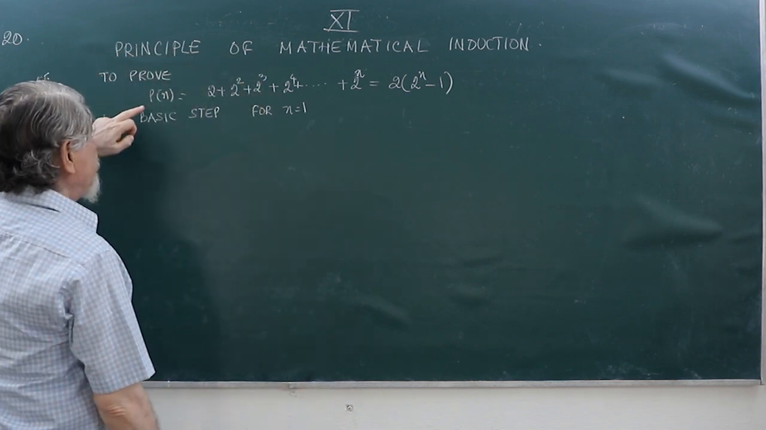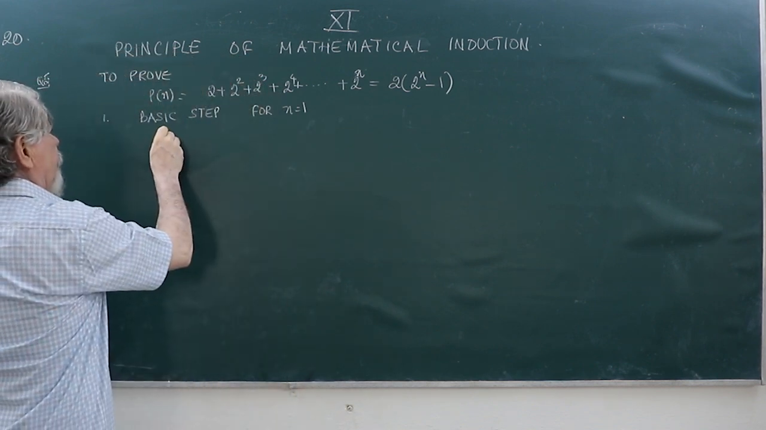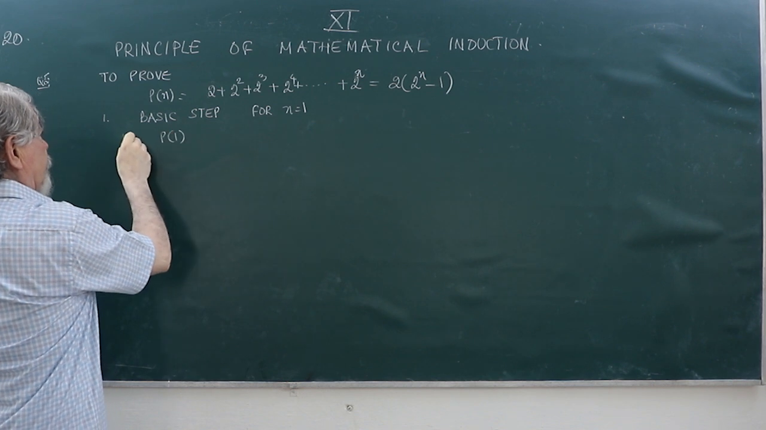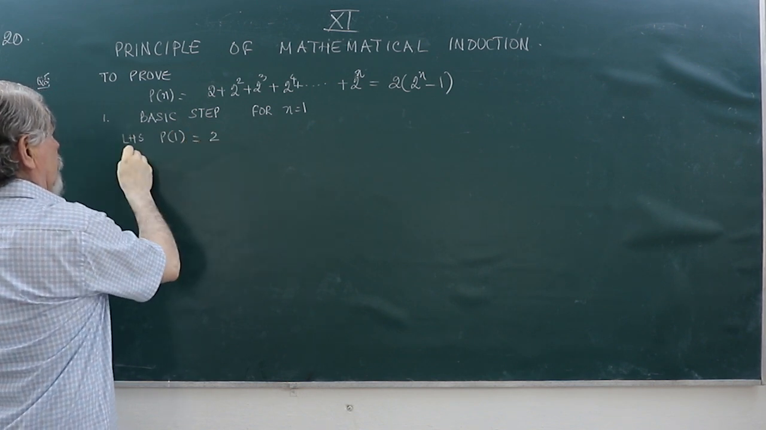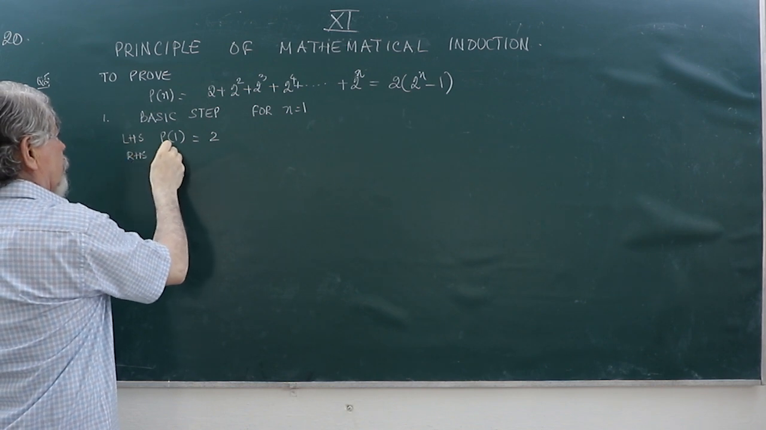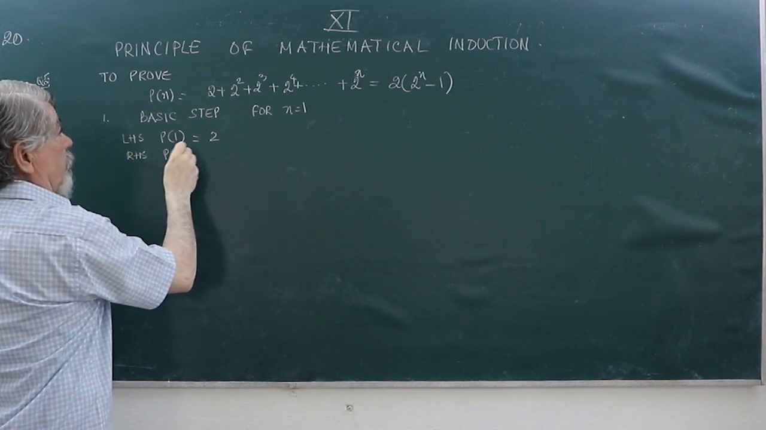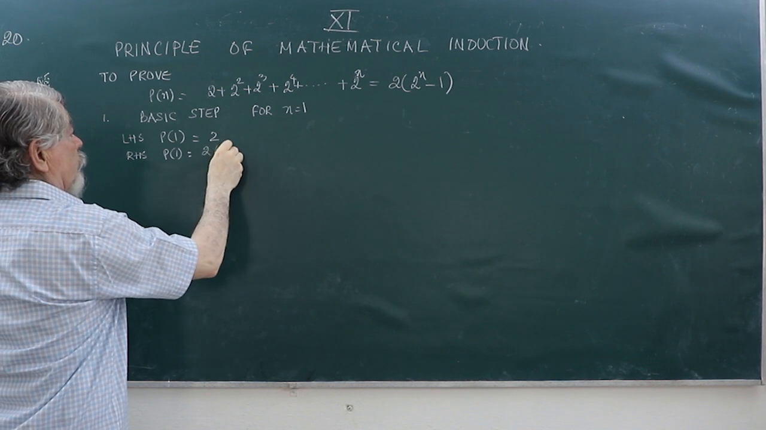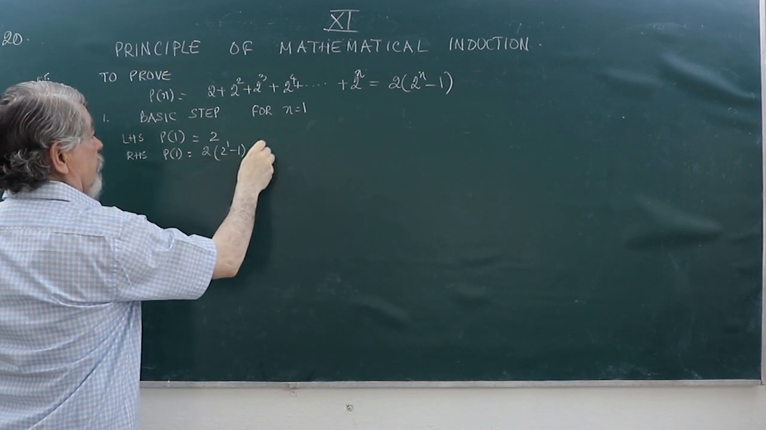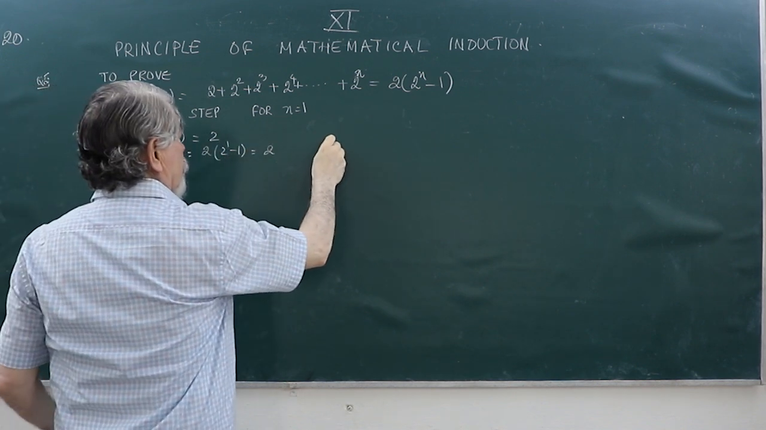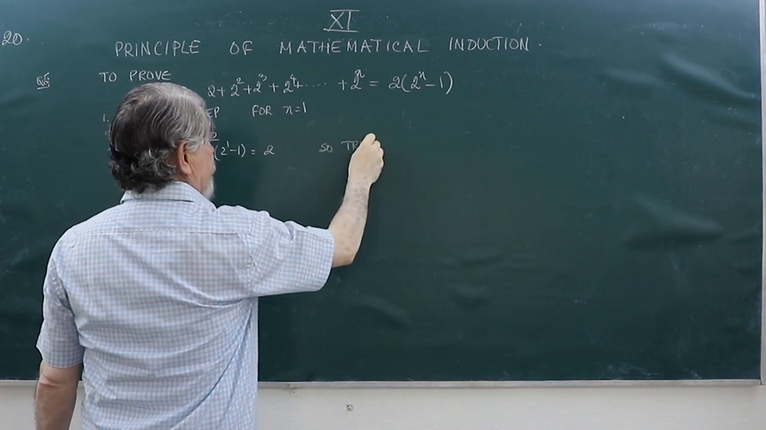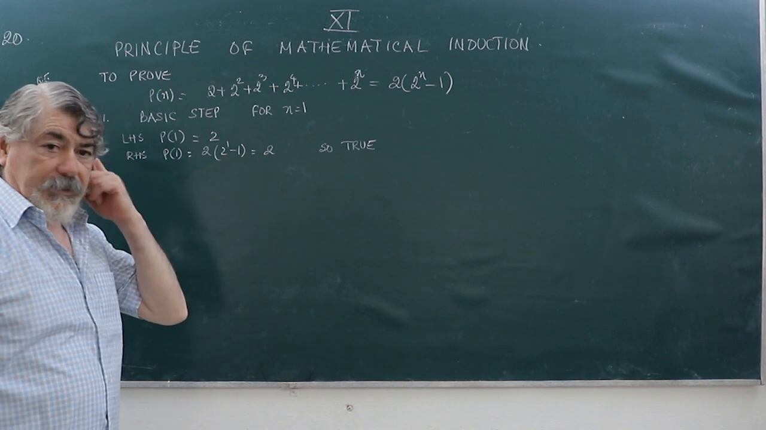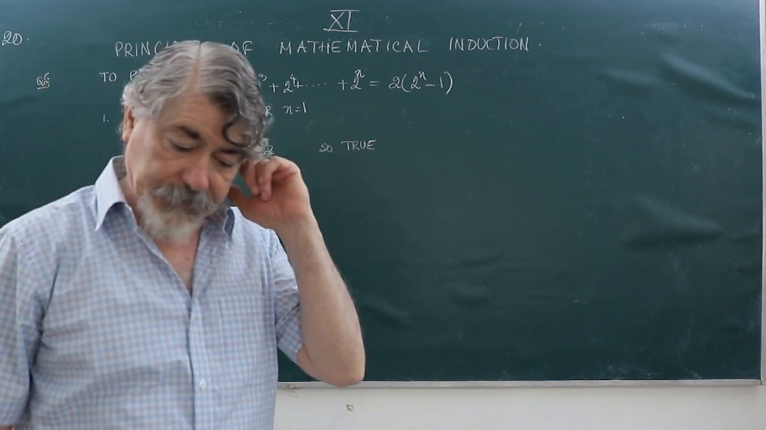N is equal to 1 means P1. The left hand side value is 2. If I take the right hand side, the value is 2 to the power 1, which is 2. So the left hand side is equal to the right hand side.